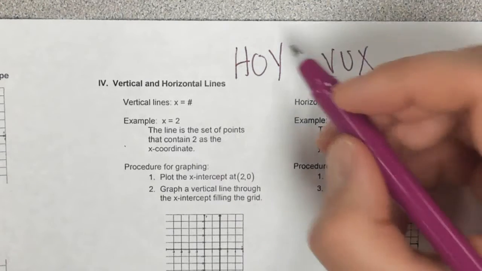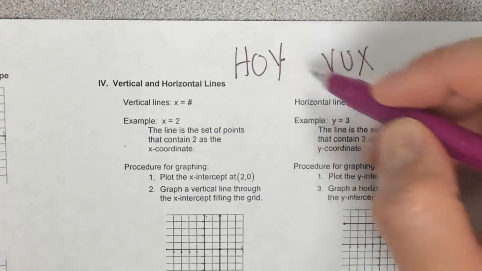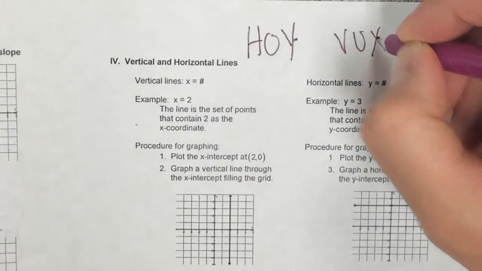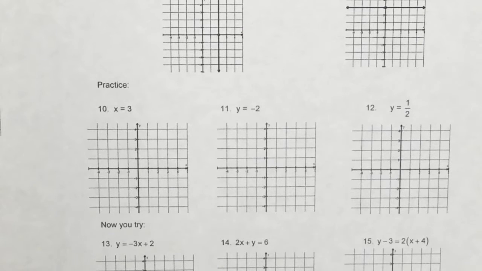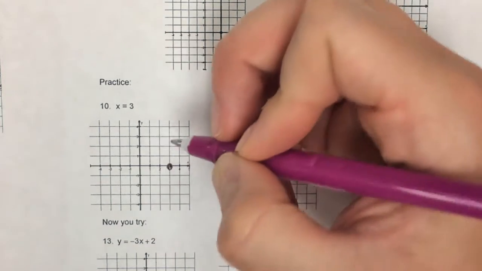They are x equals a number. Okay? So if you have a y equals, you plot the y-intercept horizontal line. If you have an x equals, you plot the x-intercept vertical line. So if I have x equals 3, horizontal or vertical? Vertical. So x-intercept of 3, vertical line.